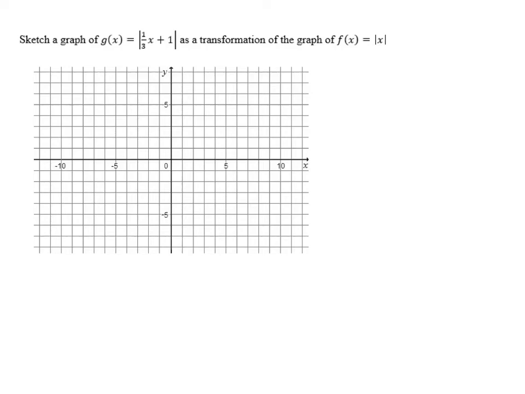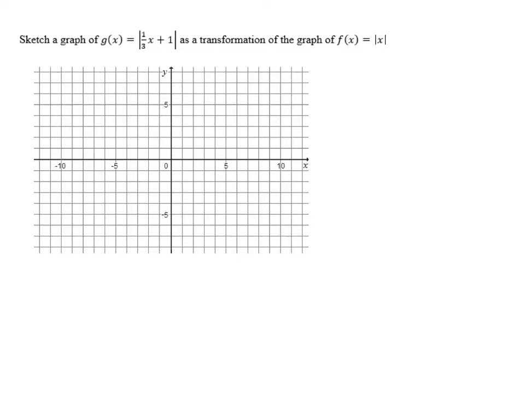Sketch a graph of g of x equals the absolute value of 1/3 x plus 1 as a transformation of the graph of f of x equals the absolute value of x. There are two ways that we can go about this.